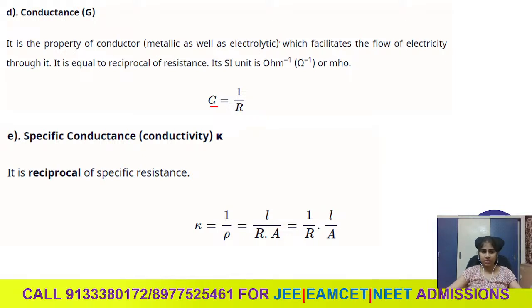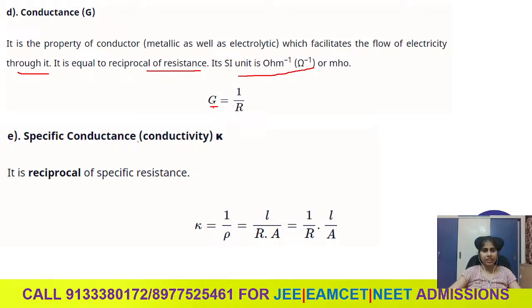It allows the conductor to facilitate the flow of electricity through it. Conductance is equal to the reciprocal of resistance. The unit of conductance is ohm inverse. This conductance is inversely proportional to the resistance.